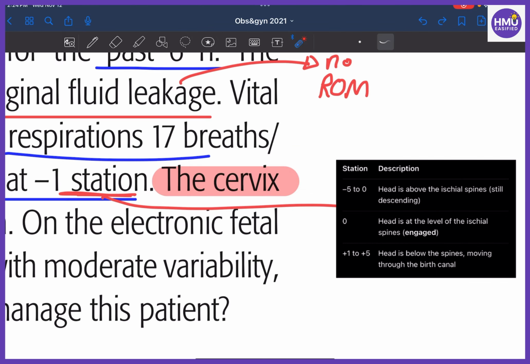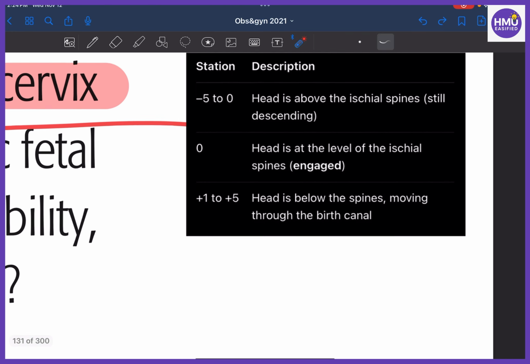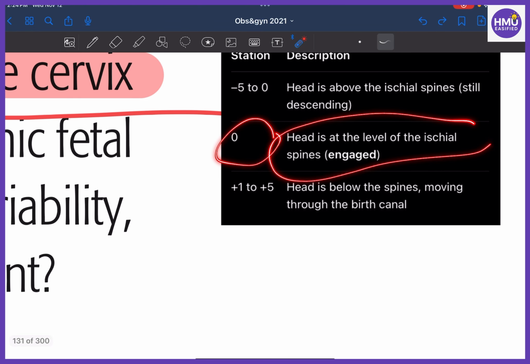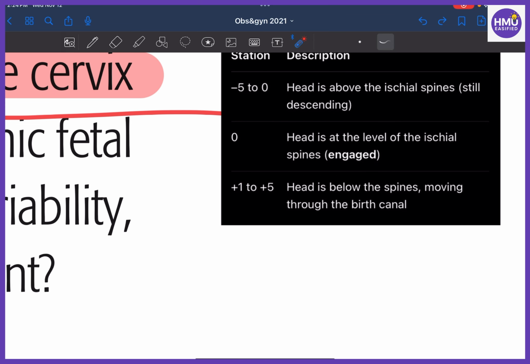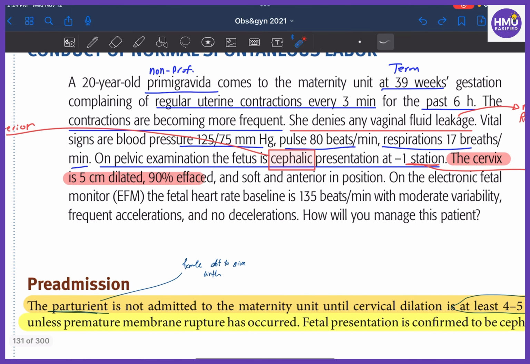Anyways, -1 station: we have 0 to -5, and 0, and +1 to +5. This is the head of the baby in comparison to the ischial spines. So the head is above the ischial spines, still descending, so we give it a negative. Our case is negative till now. 0 is head at the level of the ischial spines, which is engaged, and +1 to +5 is below the spines, moving through the birth canal. Okay, what else do we have?